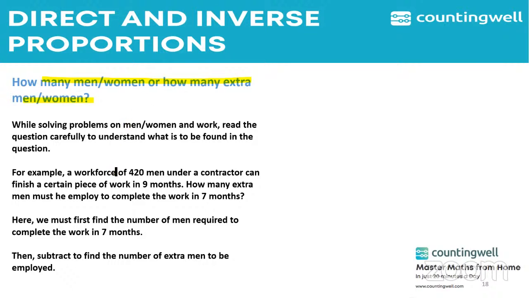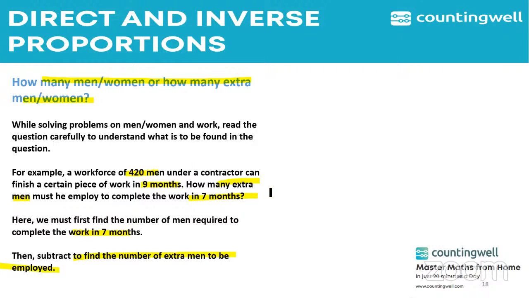For example, a workforce of 420 men under a contractor can finish a certain piece of work in 9 months. So how many extra men he should employ to complete the work in 7 months is the question. So first we find the number of men required to complete the work in 7 months. Then subtract to find the number of extra men to be employed.